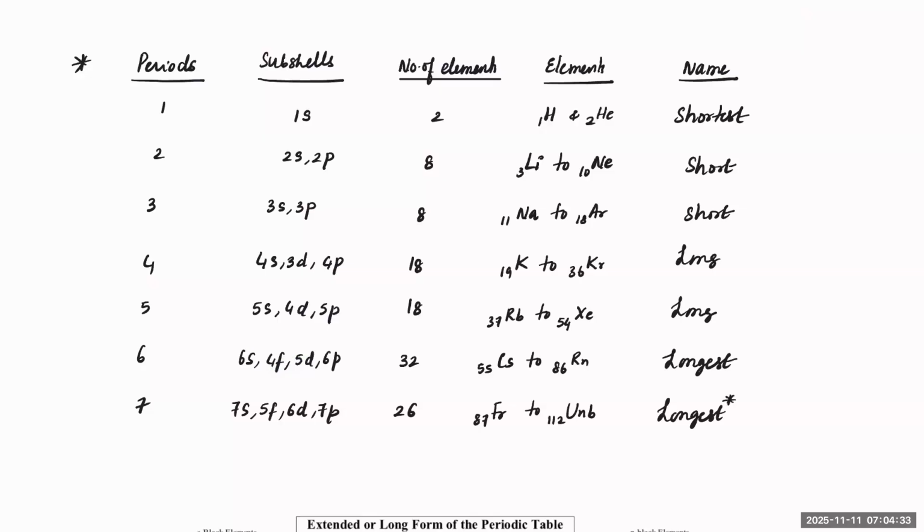And now you see the number of elements which are present in these particular periods include 2, 8, 8, then 18, 18, 32, and the last one is incomplete, which is around 26.